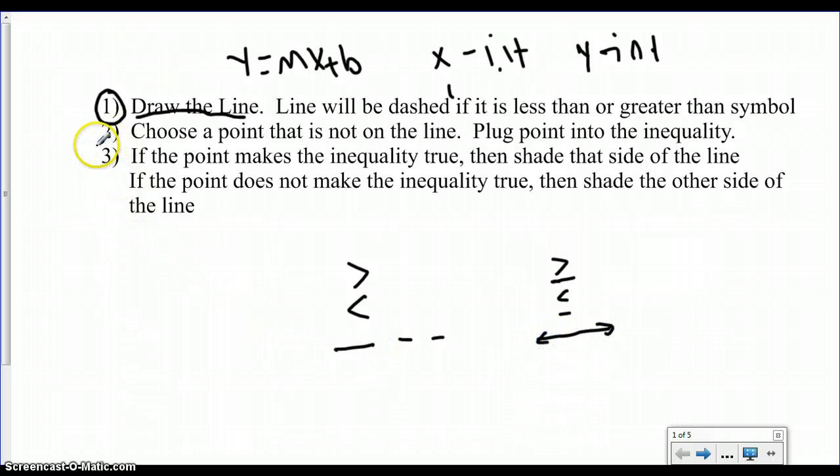Now the next thing we want to do is once we have that line graphed, we want to choose a point that is not on the line, and we want to plug that point into the inequality. And we're going to get a special number with that. If that point makes the inequality true, then we want to shade that side of the line that it's on. And if the point does not make the inequality true, then we want to shade the other side of the line. So let's try to do a couple examples here.